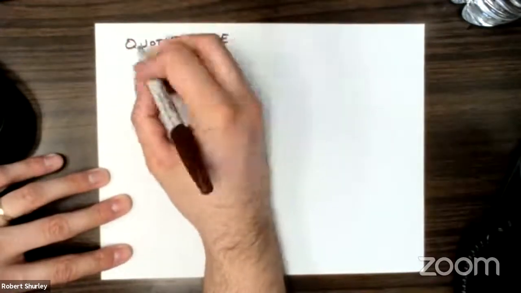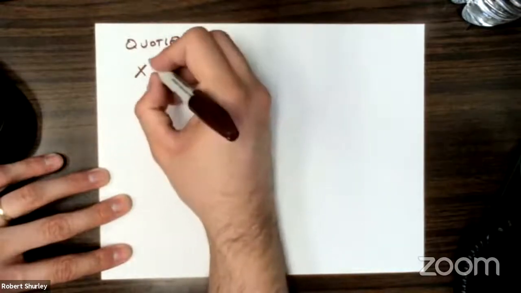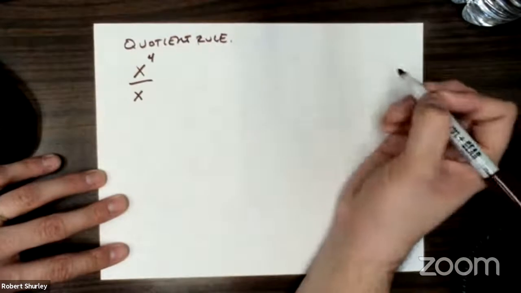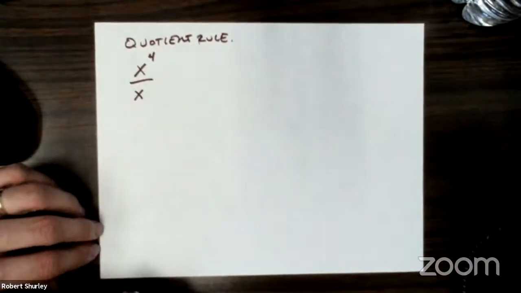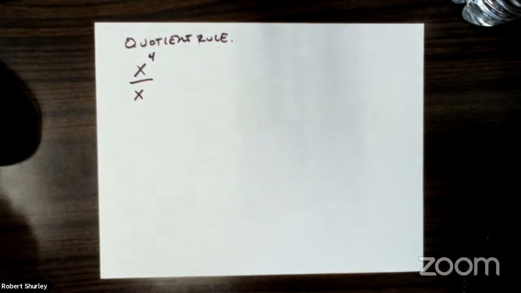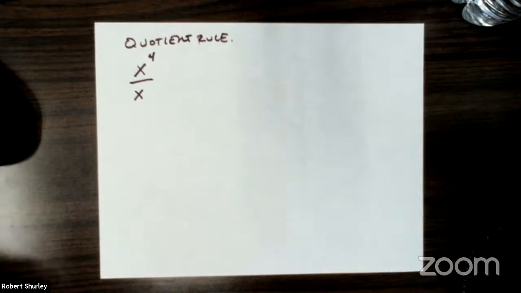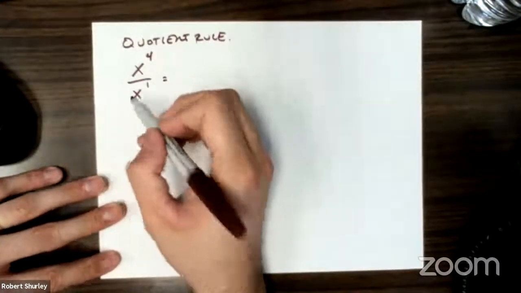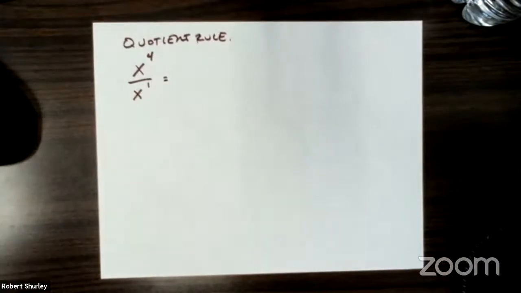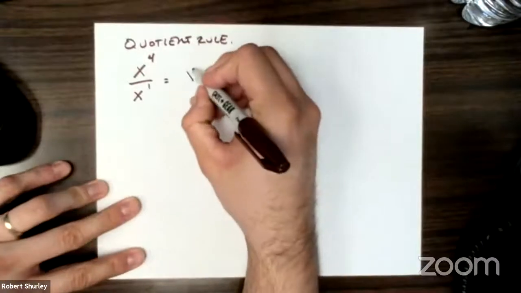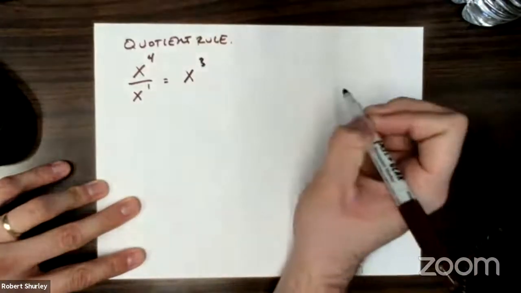So if we had, let's say, x to the 4th power over x, something kind of basic. If we have x to the 4th power over x, it turns out we just have to subtract. Now we have to have the same bases, just like before. We've got the x as the base. All we have to do is subtract the exponent. So 4 minus 1, we wind up with x cubed.